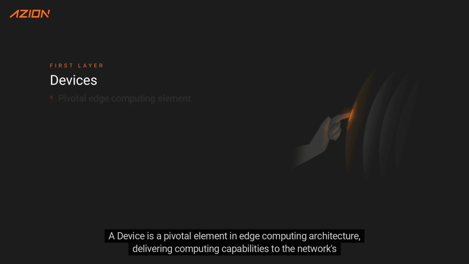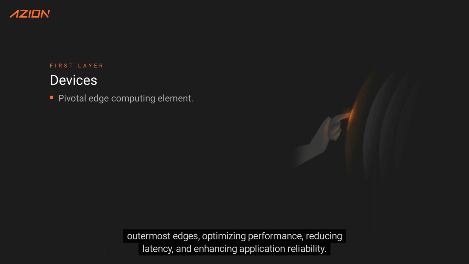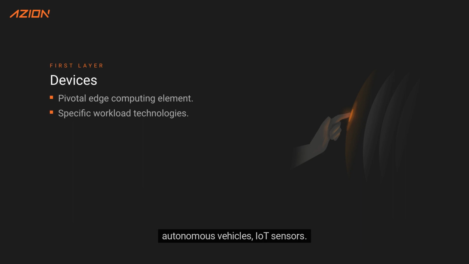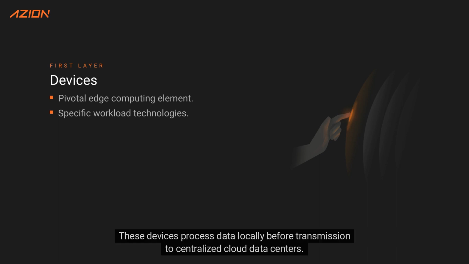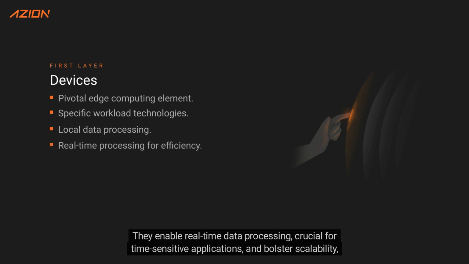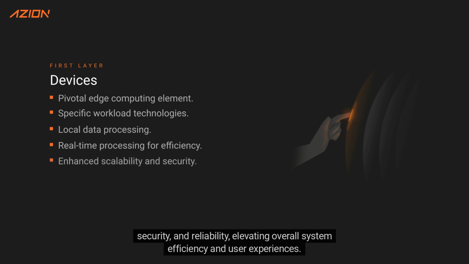A device is a pivotal element in edge computing architecture, delivering computing capabilities to the network's outermost edges, optimizing performance, reducing latency, and enhancing application reliability. There are specific technologies to build workloads to run within these devices, such as smart cameras, autonomous vehicles, IoT sensors. These devices process data locally before transmission to centralized cloud data centers. They enable real-time data processing, crucial for time-sensitive applications, and bolster scalability, security, and reliability, elevating overall system efficiency and user experiences.